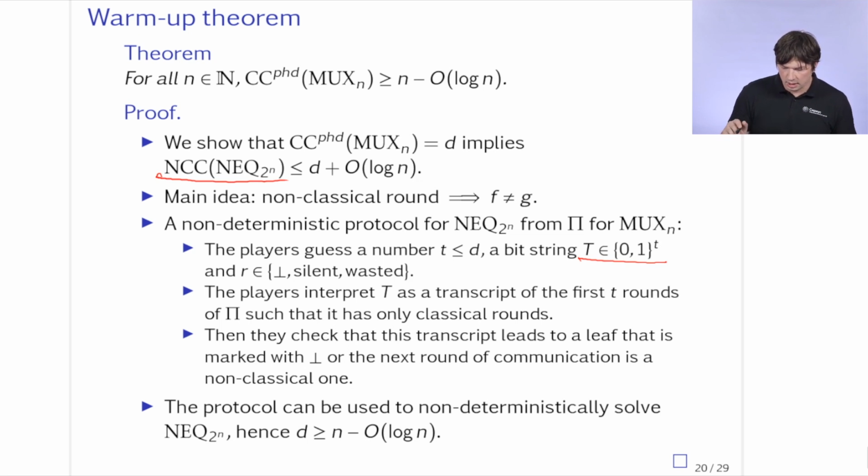And either the transcript defines a classical protocol, or they can find the non-classical round after the transcript. So either they go into this error symbol, which is the proof that f is not equal to g by the definition of the multiplexer, or they find the non-classical round, which is also the proof of f not equal to g by the definition of the model. So this is just a non-constructive proof of the existence of a hard function.